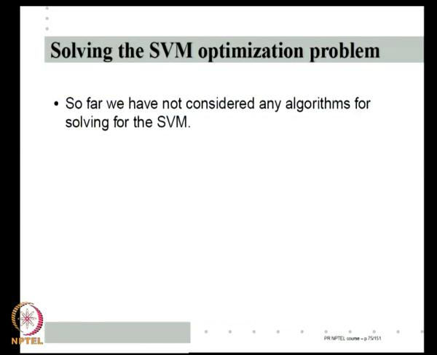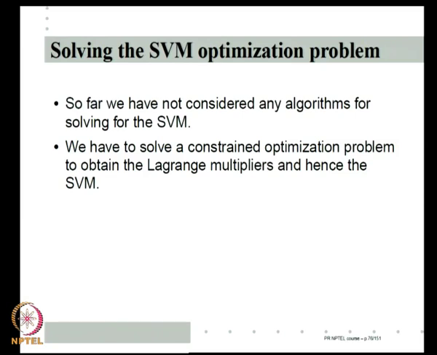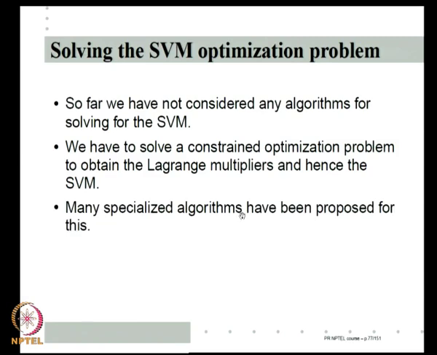So far we looked at support vector machines for classification and regression, but in both cases we just said solve the dual. We never said how to solve the dual. The dual is a constrained optimization problem. We are not really given any algorithm for solving the dual, right. We have to solve a constrained optimization problem to obtain the Lagrange multipliers, and once you get the Lagrange multipliers you can get the SVM. So, there is one optimization problem, namely the dual, which is a quadratic programming problem, which needs to be solved. We have not looked at any algorithm so far for this.